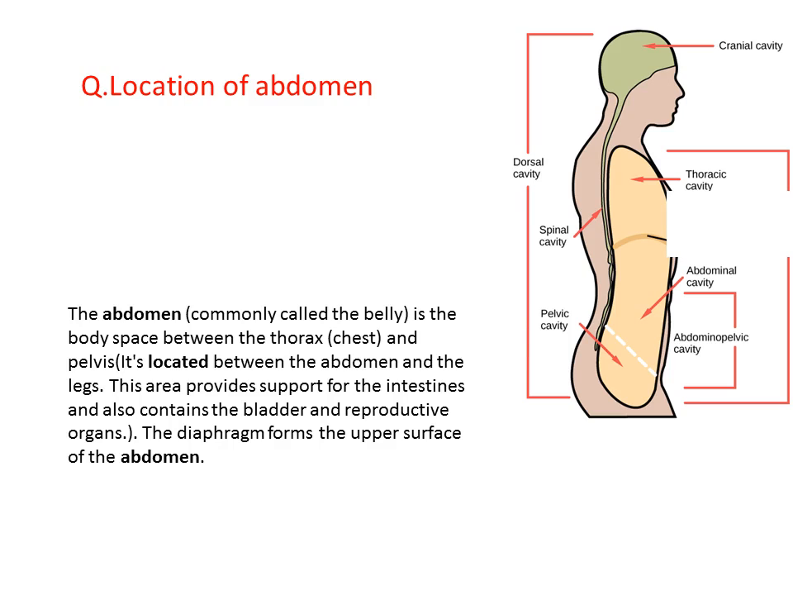And pelvis means the lower portion of the body. It is located between the abdomen and the legs. So this is known as the pelvis region, and this area provides support for the intestine and also contains the urinary bladder and reproductive organs. And the diaphragm forms the upper surface of the abdomen. Okay, this is the main thing here.